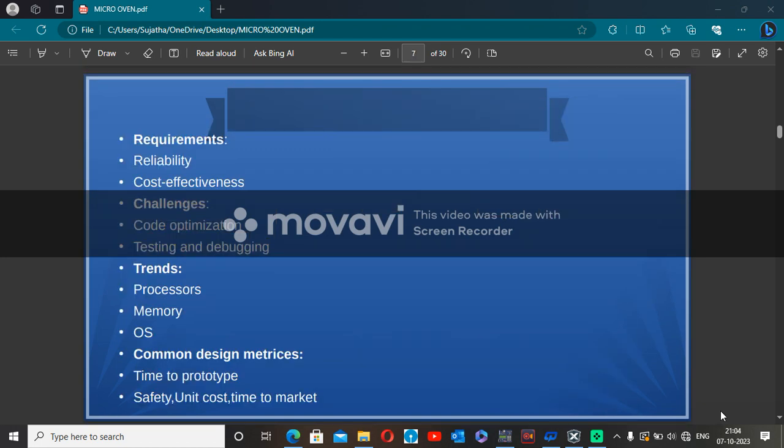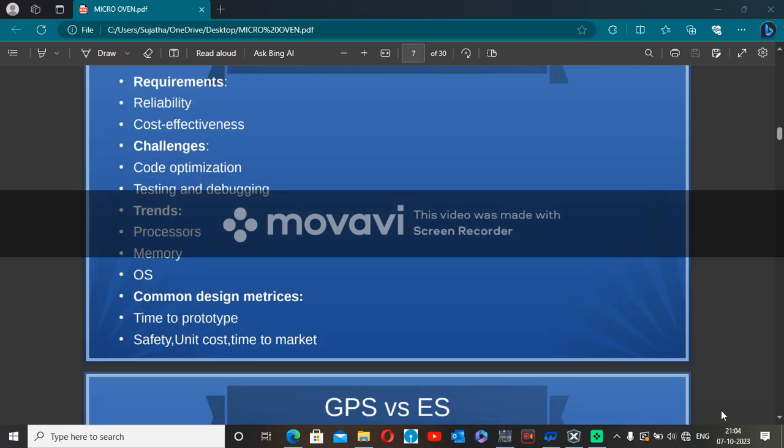Here I am mentioning some of the requirements of an embedded system. When we are doing a specific task, we have to consider these requirements in our project. We have to know about reliability, cost effectiveness, code optimization, testing and debugging, processors, memory, and operating systems, time to prototype, safety, unit cost, time to market.